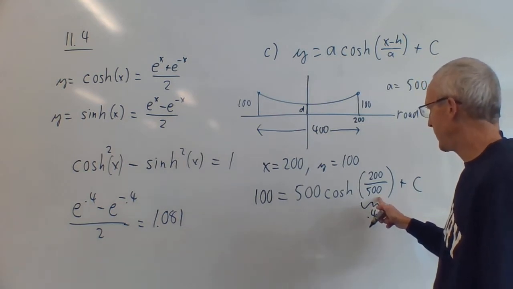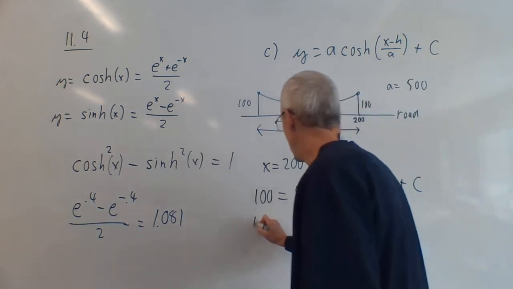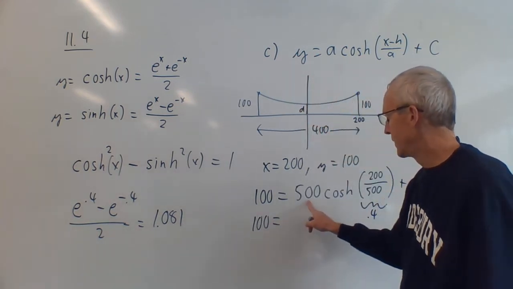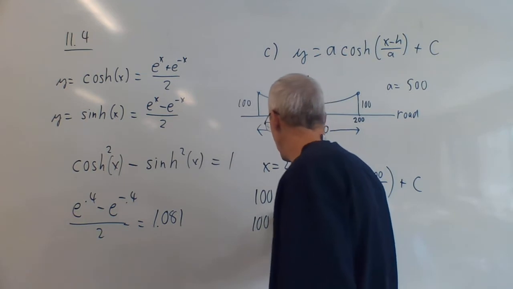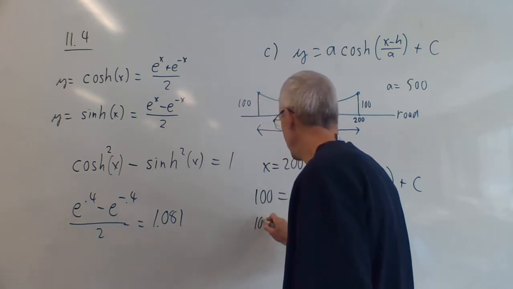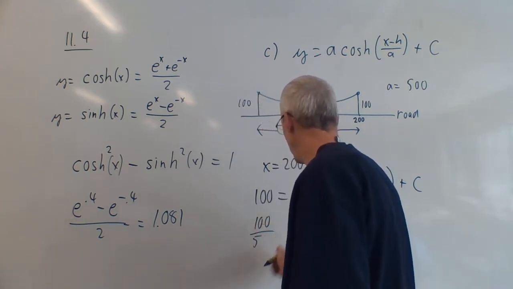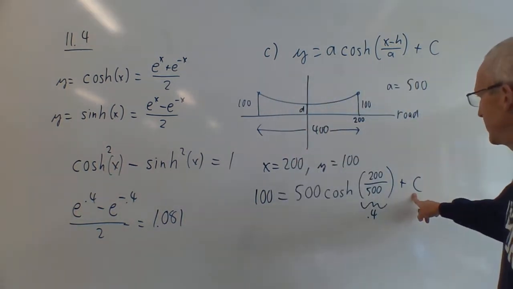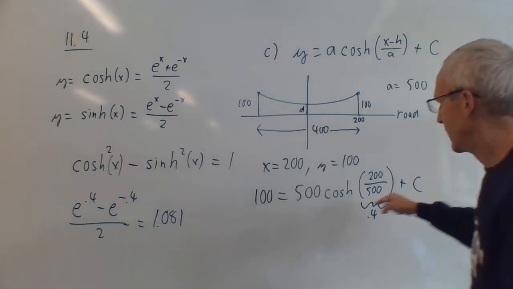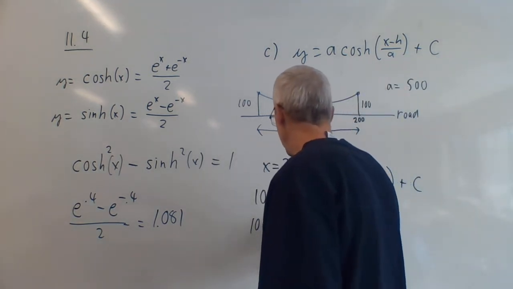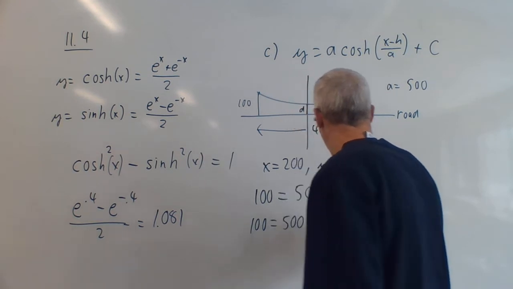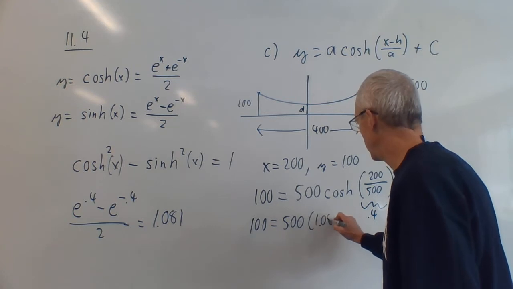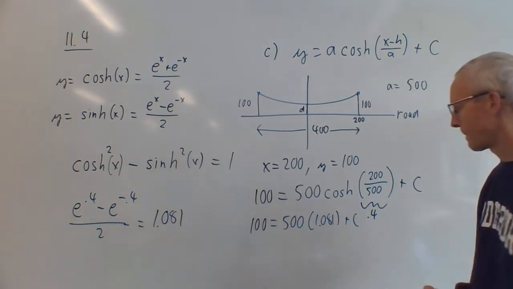So we have 100 equals, let's put the 500 over here. So that's 100 over 500. Oh wait, sorry, we can't do that because we don't know what C is. Never mind, we have a plus C here. Ignore that. So here we have 100 equals 500 times cosh of 0.4, which we know is 1.081, plus C.